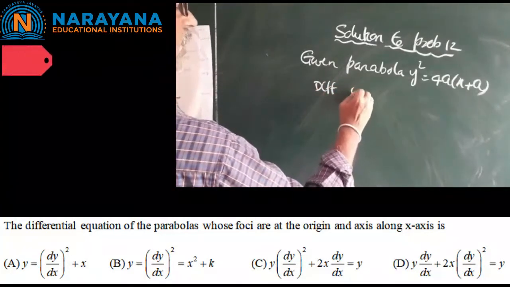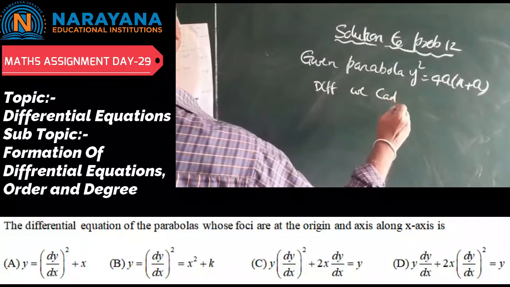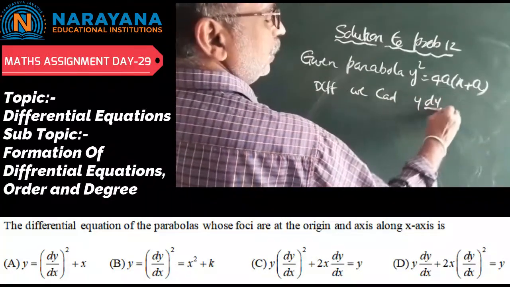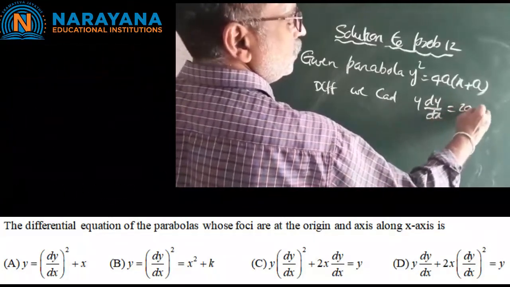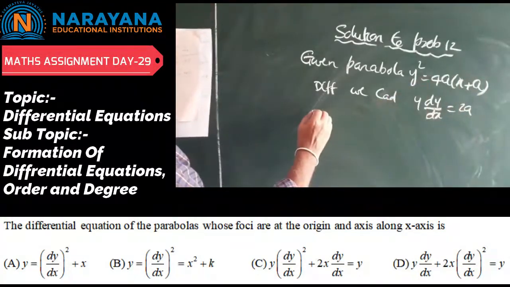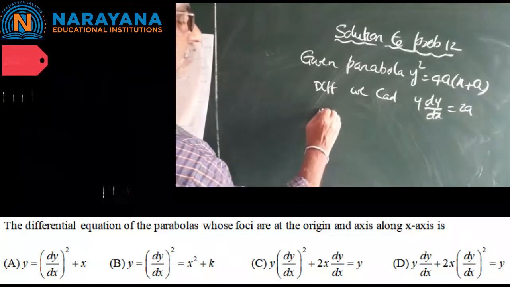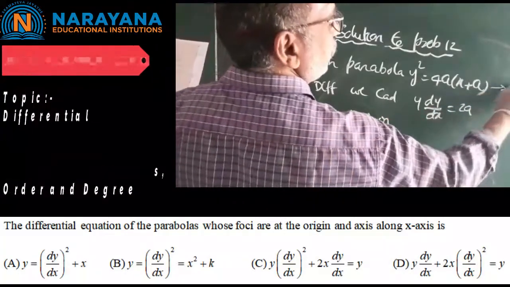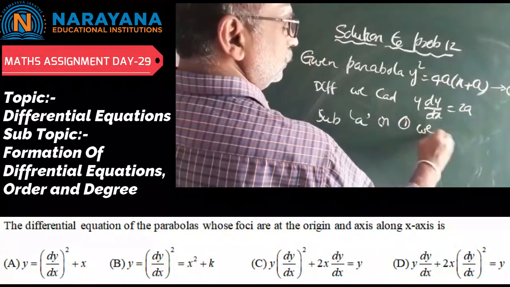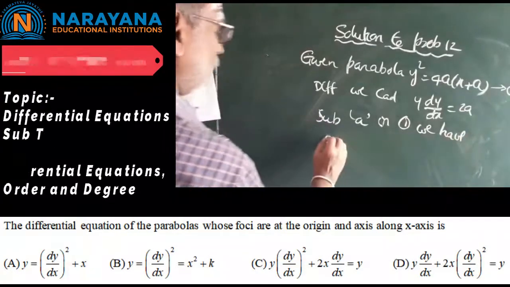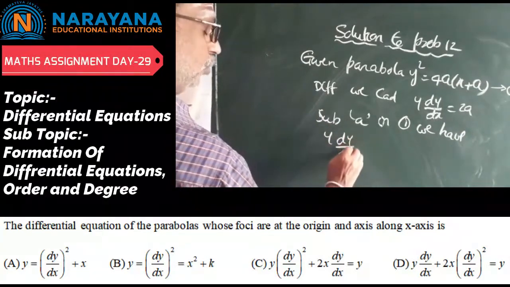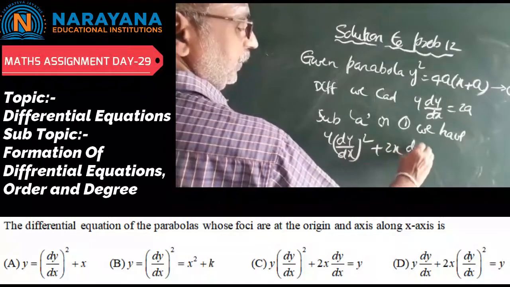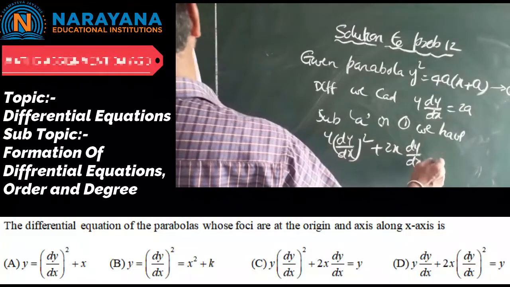Differentiating, we can get y dy by dx is equal to 2a. If you substitute this in that equation, we can get the equation as, substituting a in 1, take this as 1, we have y into dy by dx whole square plus 2x into dy by dx equal to y.